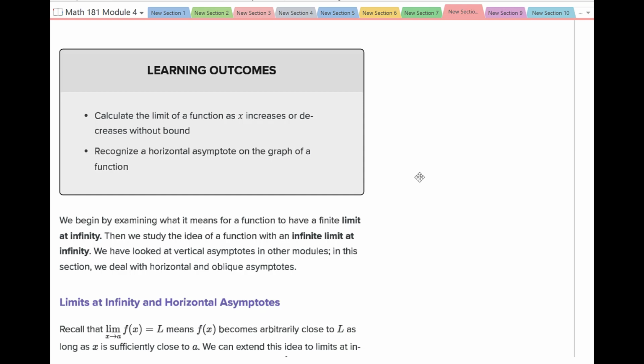There are 3 pretty good lessons here, so let's get started. First one is limits at infinity. That's what we're doing right now. So calculate the limit of a function as x increases or decreases without bound, and recognize a horizontal asymptote on the graph of a function. A lot of this, you probably have those skills already developed from your pre-calculus days. I feel like some of this is a refresher, but let's go ahead and go forward.